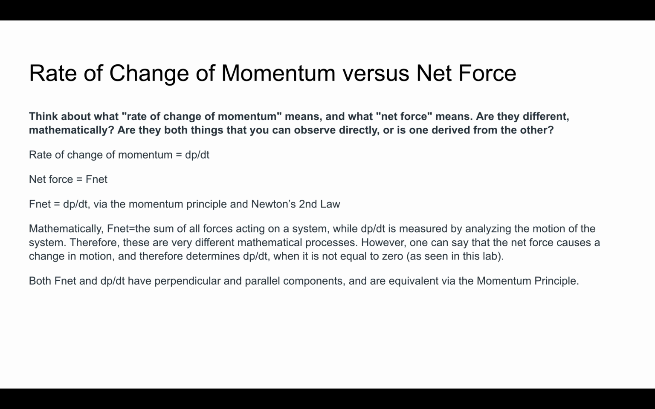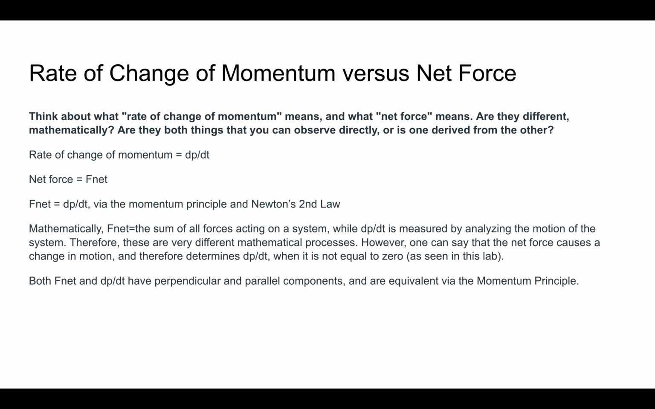The rate of change of momentum versus net force. Think about what the rate of change of momentum means and what net force means. Are these different mathematically? And are these both things you can observe directly, or is one derived from the other? Mathematically, the net force is the sum of all forces acting on a system, while the rate of change of momentum is measured by analyzing the motion of a system. Therefore, these are very different mathematical processes.